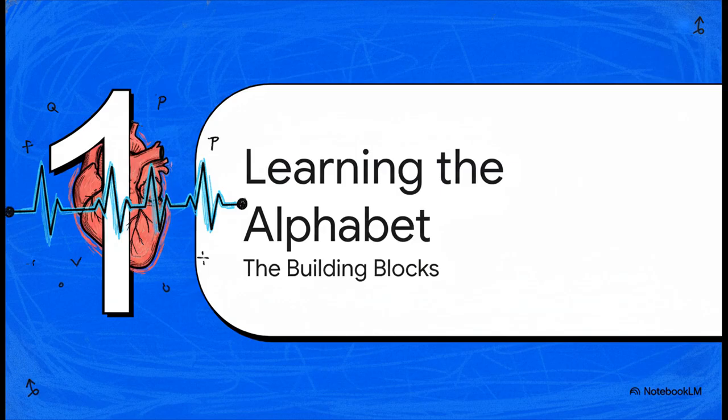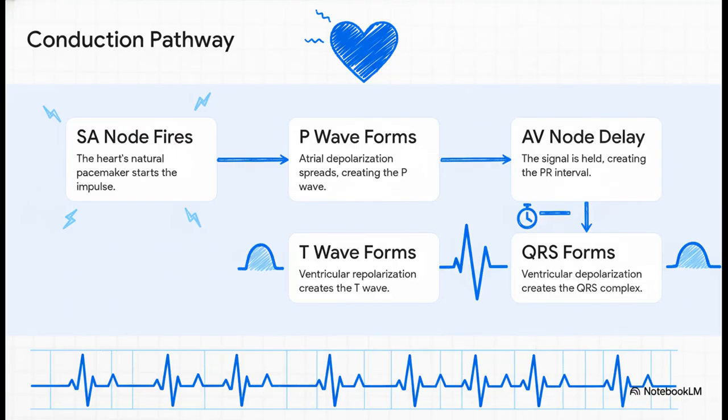Okay, so just like any language, you gotta start with the alphabet, right? The ECG is no different. Its letters are three main waves: the P wave, the QRS complex, and the T wave. And to really get what they mean, we first have to see where they even come from. So check this out. This is the entire electrical journey of a single heartbeat, all laid out.